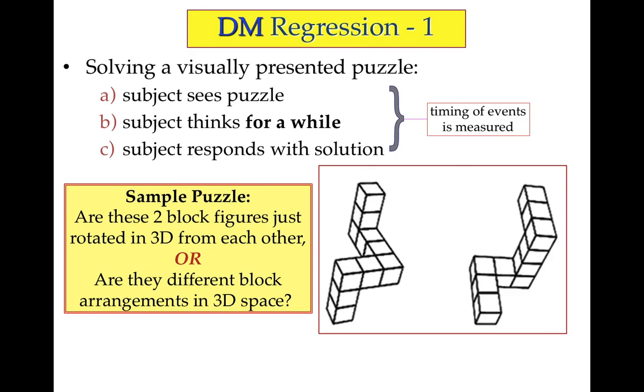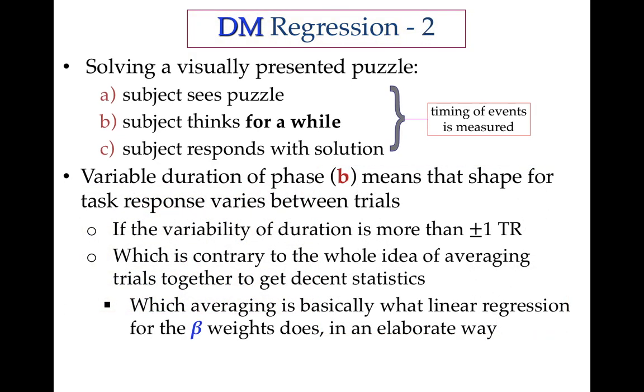And this is a sample puzzle from a real experiment. Here are these two block figures in 3D. Are they rotated from each other, or are they different 3D block figures that are trying to trick you? That's not an easy problem, actually, and the farther apart they're rotated, the more difficult it is to do. If they're essentially parallel, people can do this almost instantly. But if they're rotated a long ways apart, it may take 9 or 10 seconds for a person to give a reliable answer. That's a lot of difference.